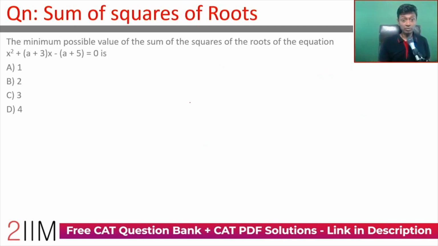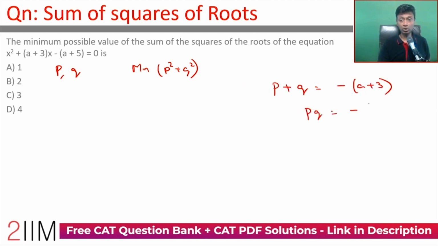The minimum possible value of the sum of the squares of the roots of the equation, the roots p and q, the two roots of the quadratic. We want to find the minimum value of p square plus q square. We know the sum of the roots and product of the roots formulae. Sum of the roots, p plus q, is minus b by a, which is minus of a plus 3. pq is c by a, which is minus of a plus 5.